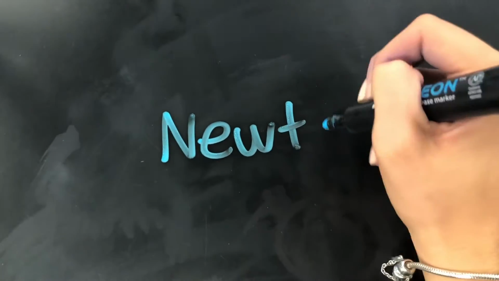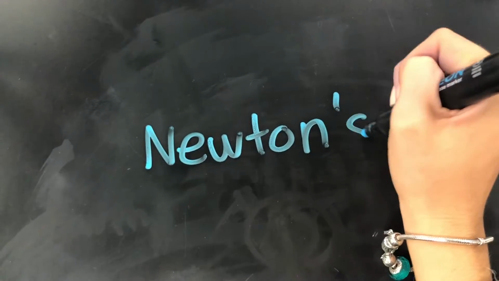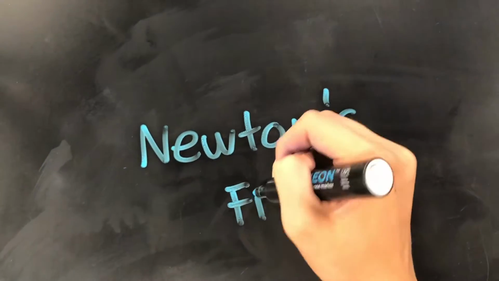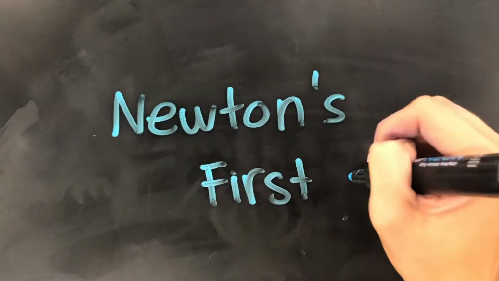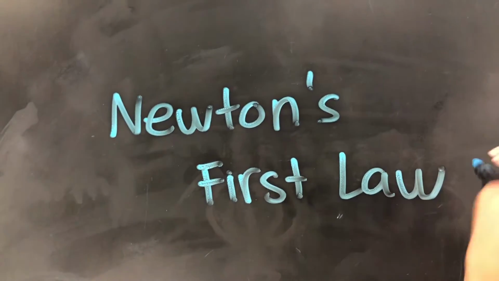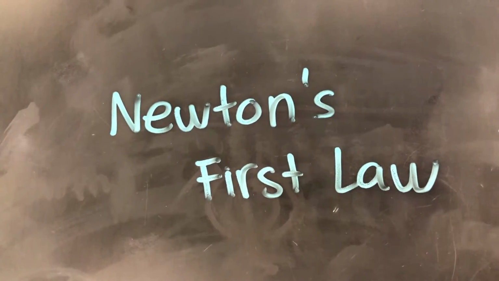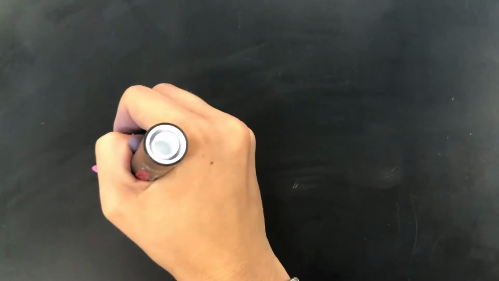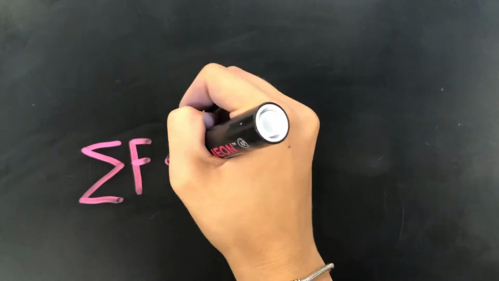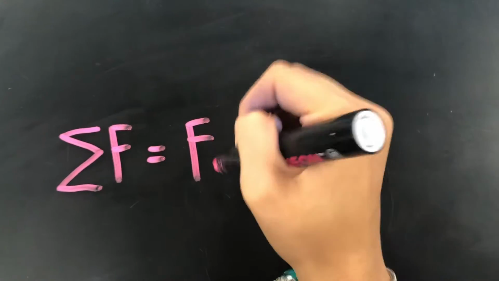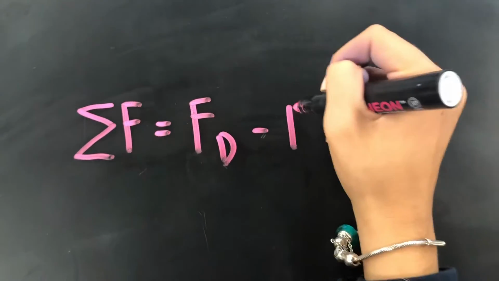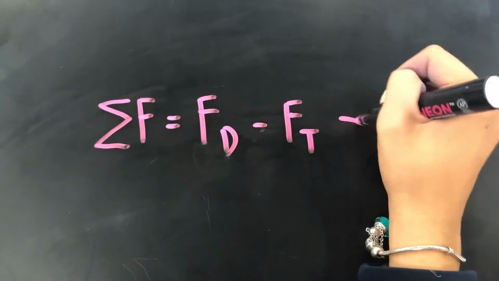Newton's first law states, an object at rest tends to stay at rest, and an object in motion tends to stay in motion with the same speed and the same direction unless acted upon by an unbalanced force. The equation for Newton's first law is net force equals Fd minus Ft equals 0.